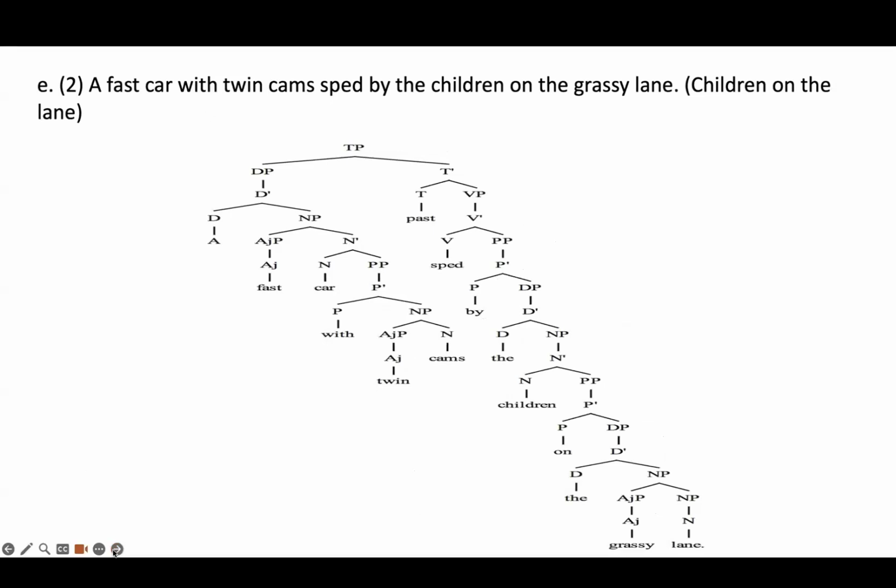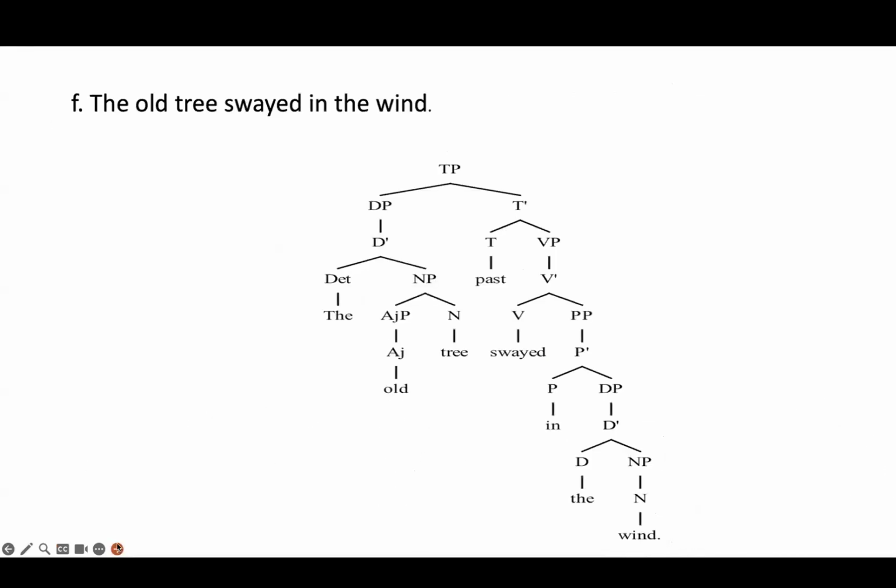But for example, just to do one sentence, like this one, the old tree swayed in the wind, we could say that the old tree is the subject. Swayed in the wind is the predicate. And then we can break them further down. We know that the old tree is a noun phrase, the is a determiner, old is an adjective, tree is a noun. Swayed is part of the predicate, swayed is the verb in the past, in the wind is a prepositional phrase, in is a preposition, the is a determiner, and wind is a noun.